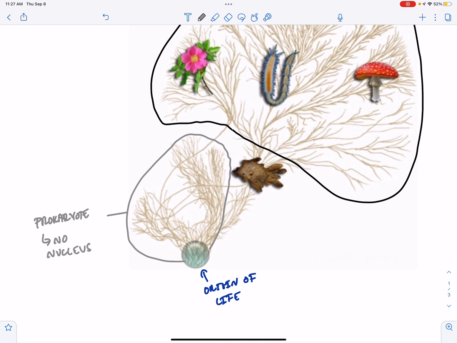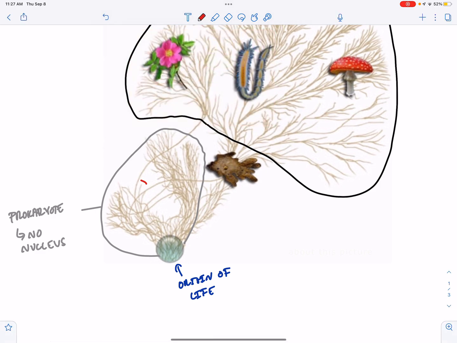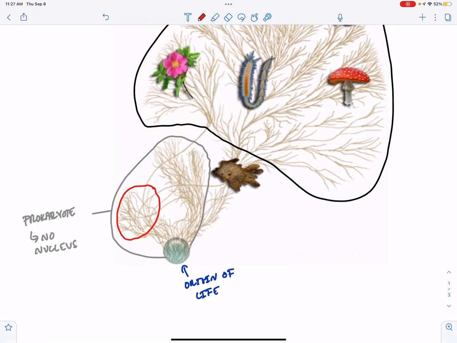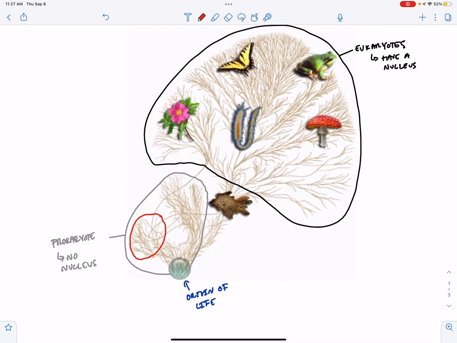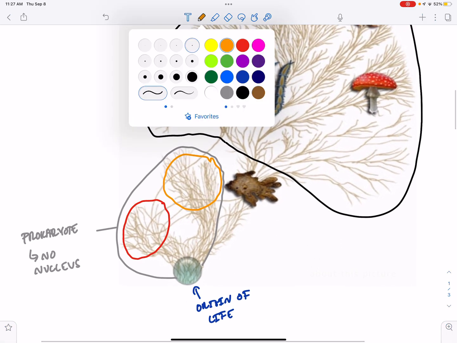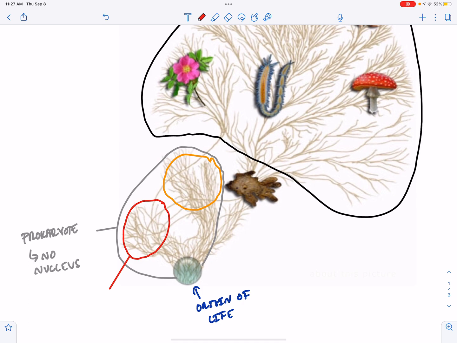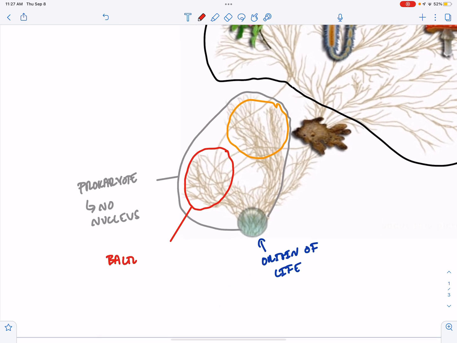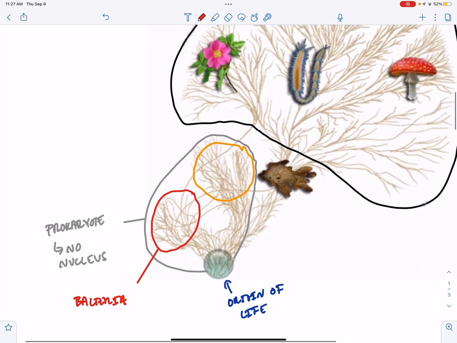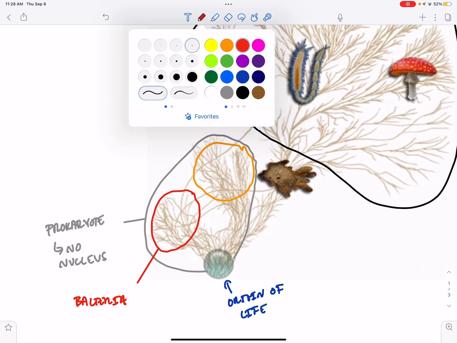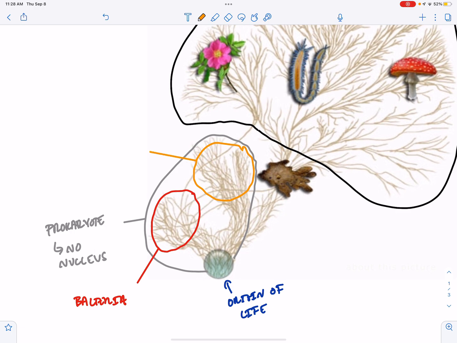Only a nucleoid region. Okay, within prokaryotes, we have two, so these are our two kingdoms of life, or two domains of life, eukaryotes and prokaryotes. And then within those domains, we have a couple different kingdoms. So red circle here and an orange circle here. And I want you to label the red is bacteria. And the orange is archaea.